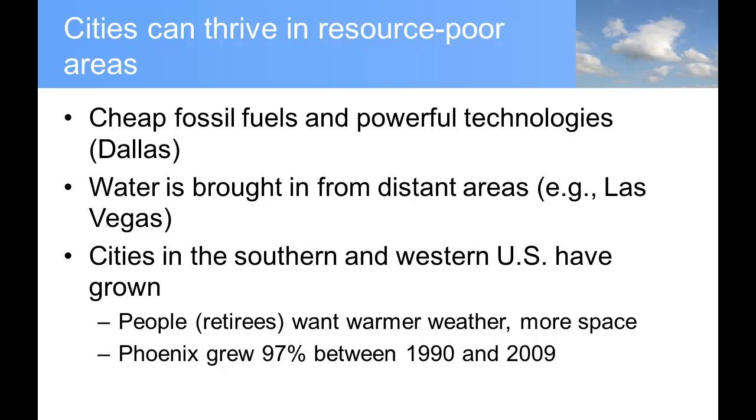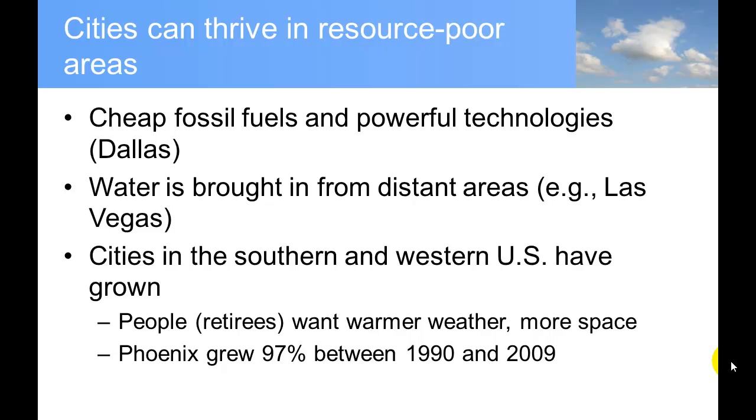Cities can thrive in resource-poor areas. This could be through the advantage of having cheap fossil fuels, or water being brought in from distant areas. This is one of the reasons why cities like Las Vegas are able to thrive in the middle of the desert. Vegas is a city that has only one industry, really, and they have no real source of drinking water at the city itself. But because they've been able to import water from other parts of the state, they've been able to keep it sustainable.